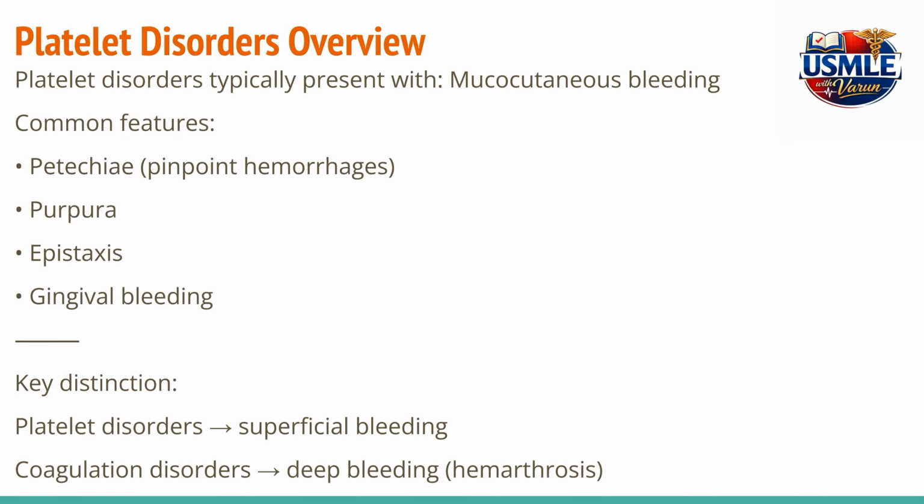Now let's begin with briefly understanding the different kinds of platelet disorders and what a platelet disorder is. Platelet disorders typically present with mucocutaneous bleeding, and this includes petechiae, purpura, epistaxis, and gingival bleeding. A very important distinction is that platelet disorders can cause superficial bleeding, whereas coagulation factor deficiencies or coagulation disorders can cause deep bleeding, like hemarthrosis. So this distinction is frequently tested in the exams.